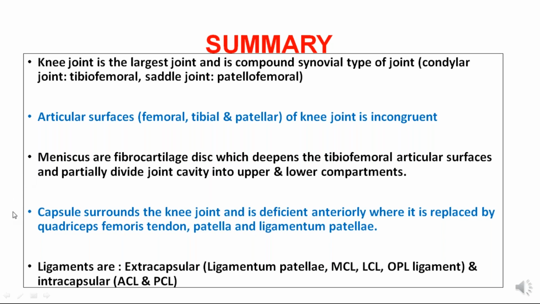The capsule surrounds the knee joint and is deficient anteriorly, where it is replaced by the quadriceps femoris tendon, patella, and ligamentum patella. There are ligaments surrounding the capsule which are important for strengthening the knee joint. They are extracapsular, like ligamentum patella, medial collateral ligament, lateral collateral ligament, oblique popliteal ligament, and there are two intracapsular ligaments, anterior cruciate ligament and posterior cruciate ligament.